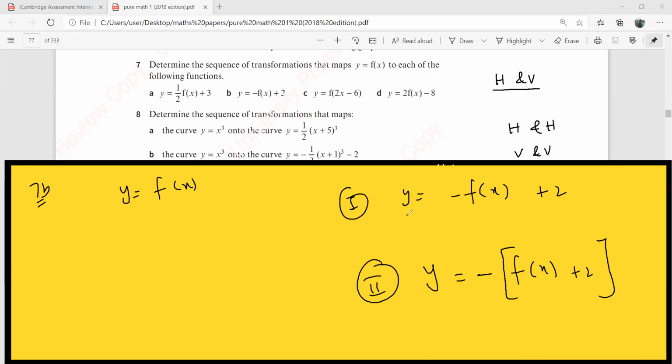There is a vertical reflection, reflection in x-axis, and then we are translating with the matrix 0, 2. Yes, sir. Okay.